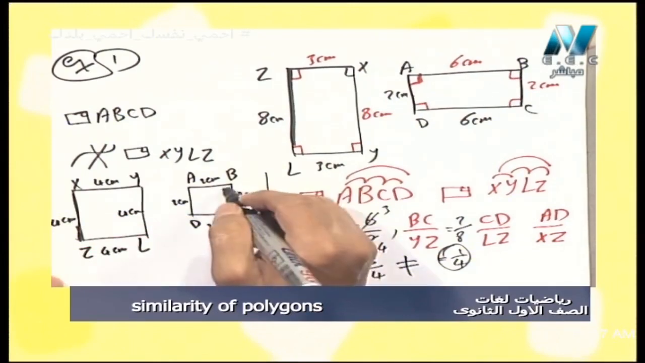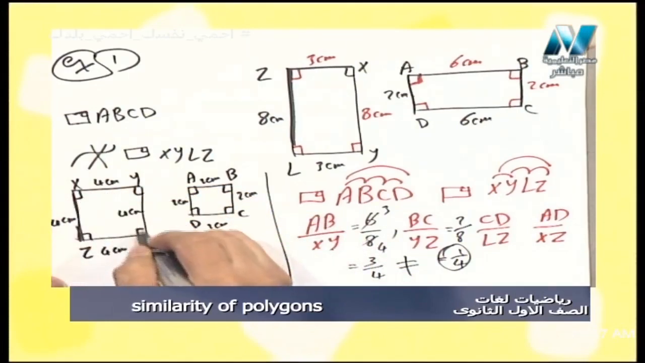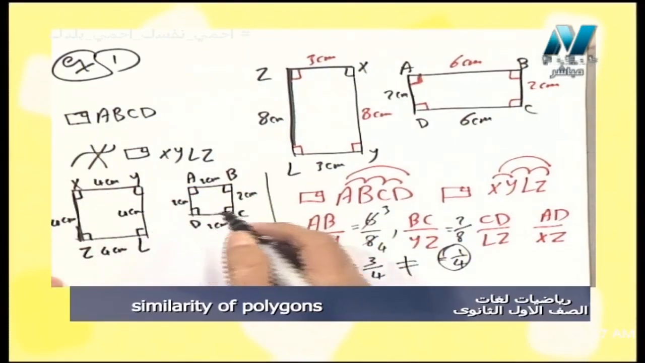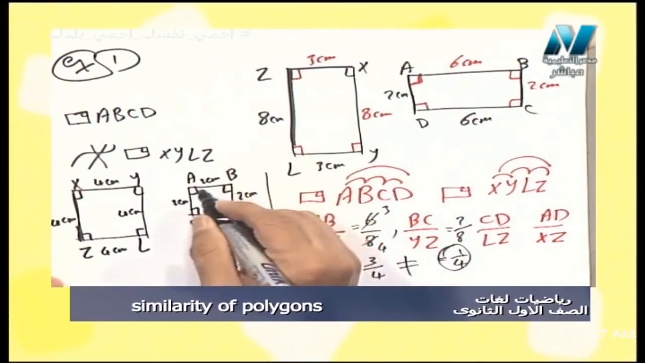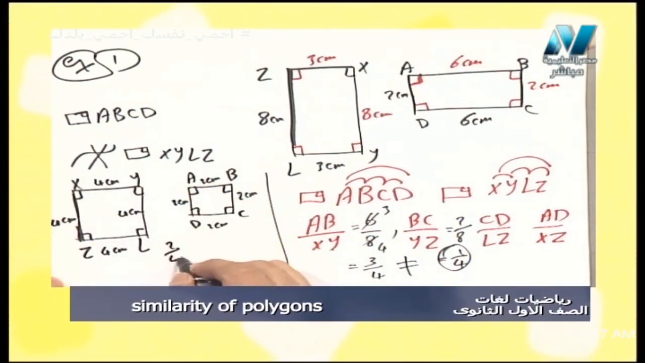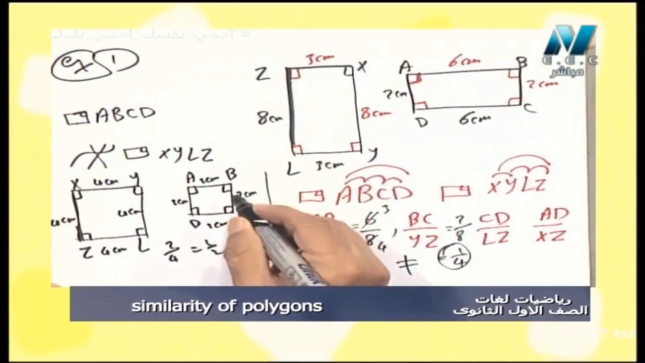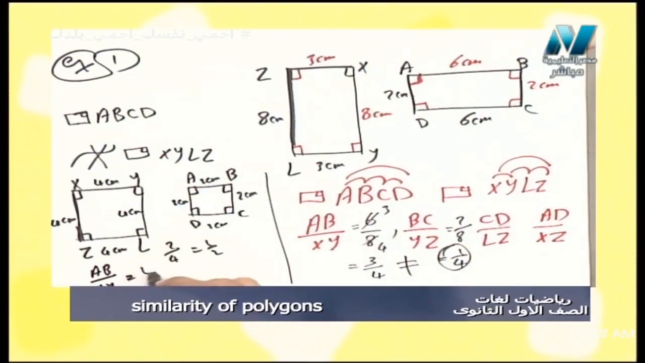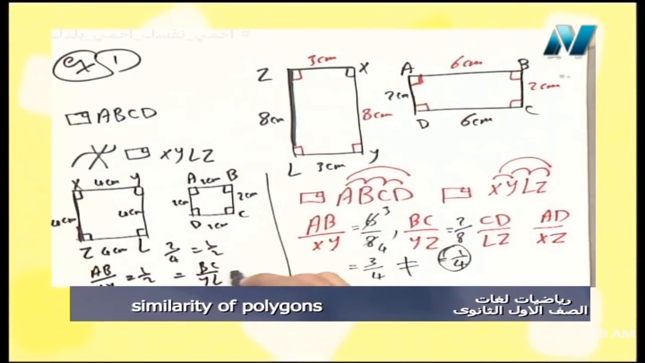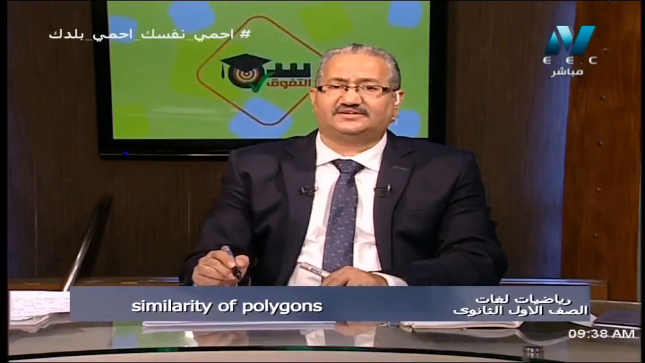We know that all angles here are 90 degrees, they are right angles. So each two corresponding angles here are equal in measure, and for each two corresponding sides, say AB over XY equals 2 over 4, which is half. BC over YL equals half also. So each two corresponding sides here have the same ratio, for example BC over YL, and so on. So the two squares here, of course, are similar.